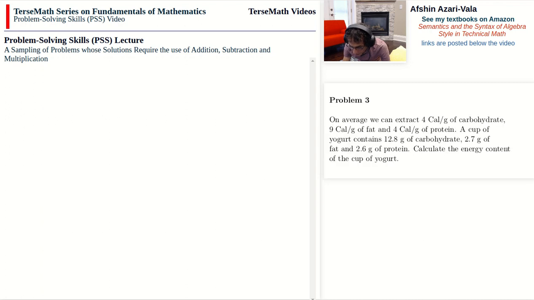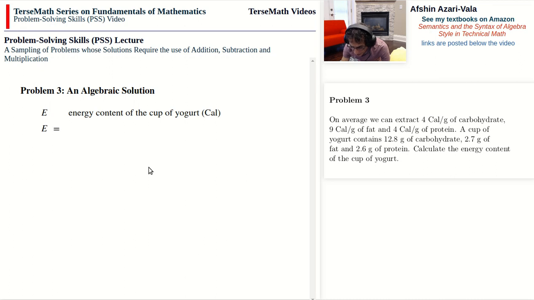Okay, going back to the problem that we had. Now in this case the problem says calculate the energy content of the cup of yogurt. So the quantity whose value we seek is energy, and we choose the capital letter E to represent its value. So the solution begins with E. We define what E is. E is the energy content of the cup of yogurt, and we would like to compute this energy using the calorie as a unit.